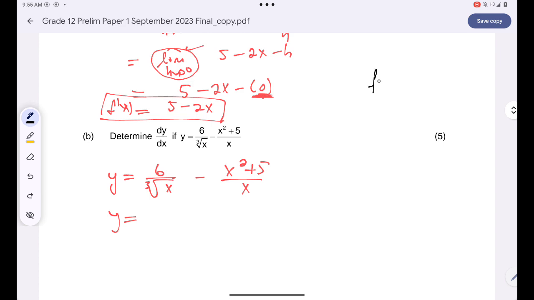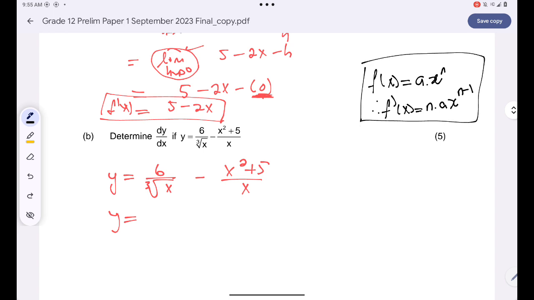Now remember that if f of x is equal to a multiplied by x to the n, therefore the derivative will simply be n multiplied by a, and then x, I just need to subtract 1 from my exponent. Are you together? So this is the rule I'm supposed to use for me to find the derivative.